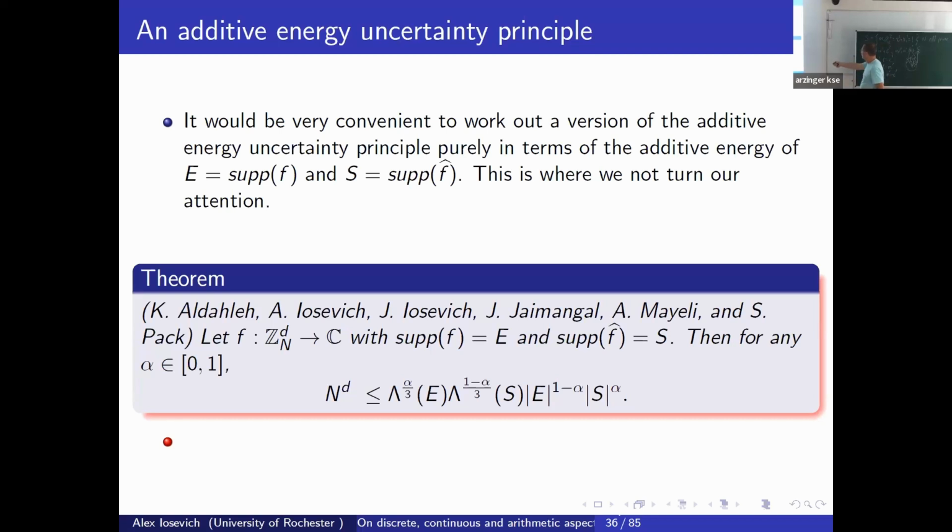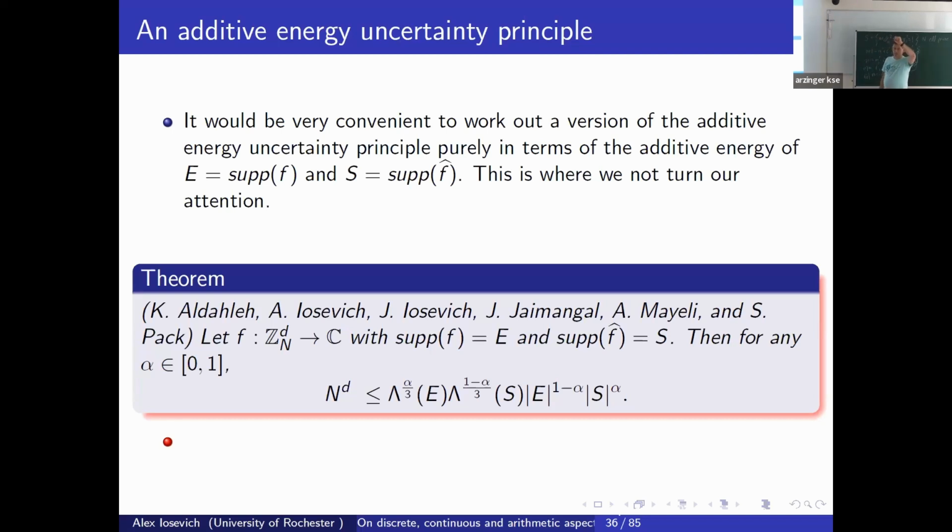Okay, so here's the theorem we proved. Suppose you have a signal where the support of f is E and the support of the Fourier transform is S. Then you have N to the d bounded above by the additive energy of E raised to the power of alpha over 3, times the additive energy of S raised to the power of (1 minus alpha) over 3, times the size of E to the 1 minus alpha, times the size of S to the alpha. Just focus on the case alpha equals 0. Then you have lambda to the 1/3 of S times the size of E is bigger than or equal to N to the d.